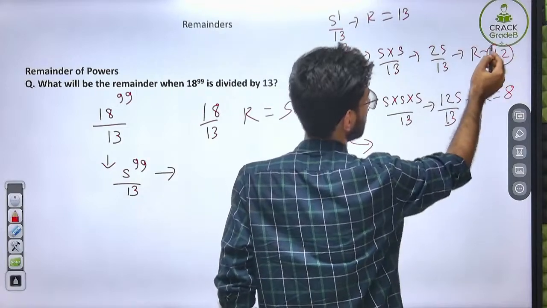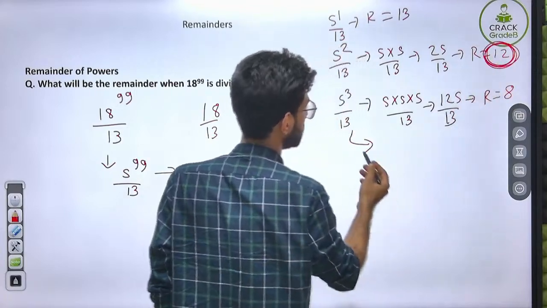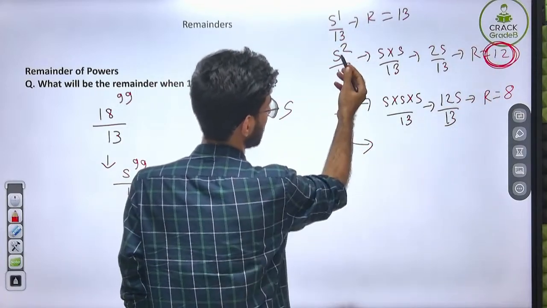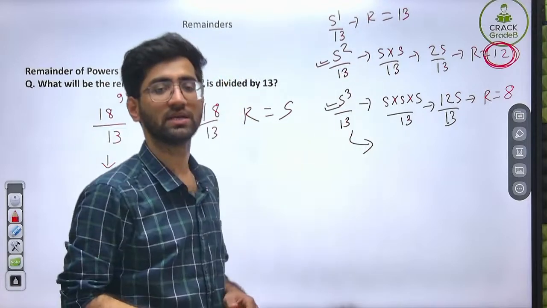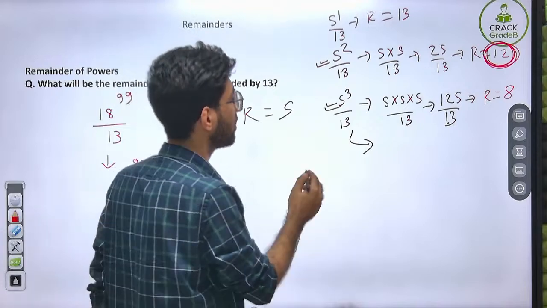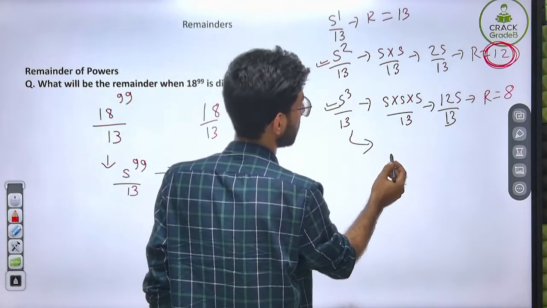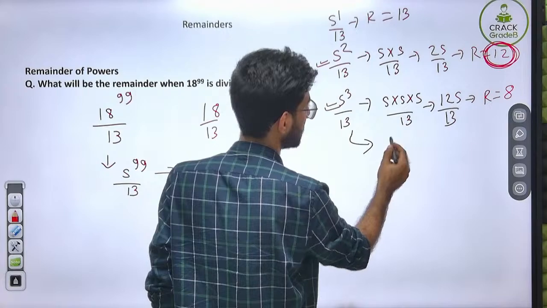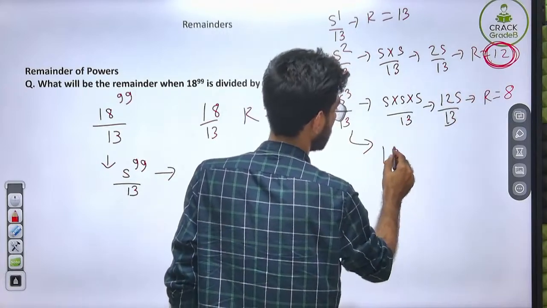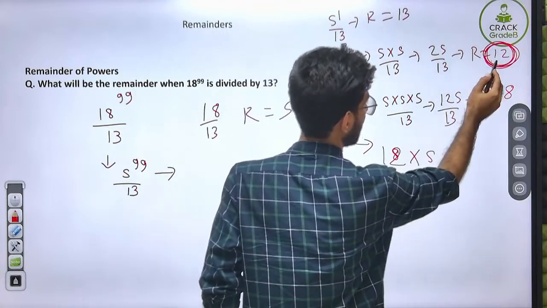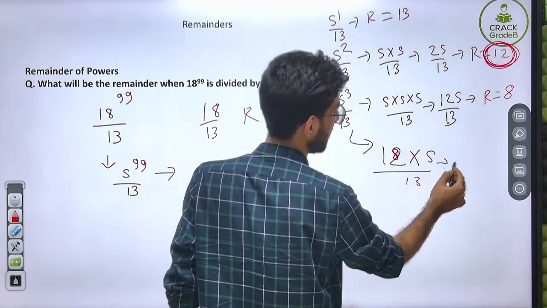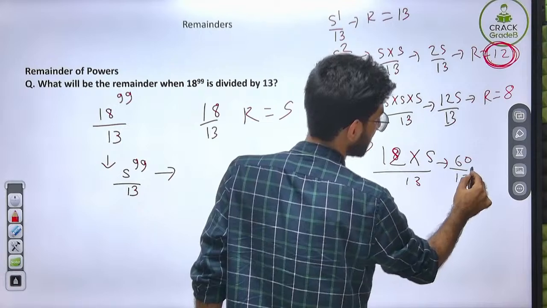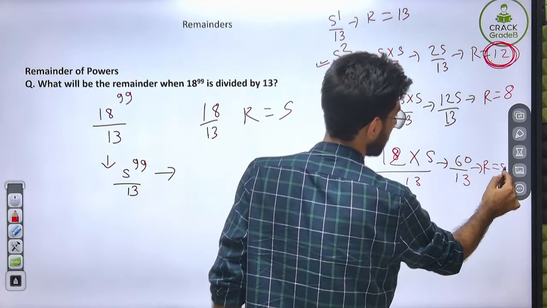See, the earlier remainder is 12, right? And we have increased one power. Earlier the power was 5 to the power 2. Now the power is 5 to the power 3. So you only need to do one thing. You can directly write 12 into 5 divided by 13. So 12 into 5 is 60 by 13. So the remainder is equal to 8.